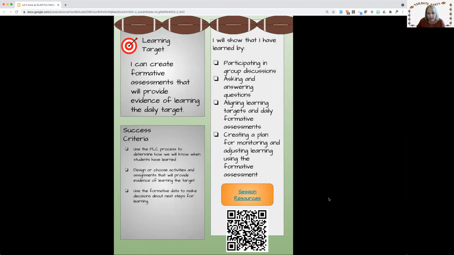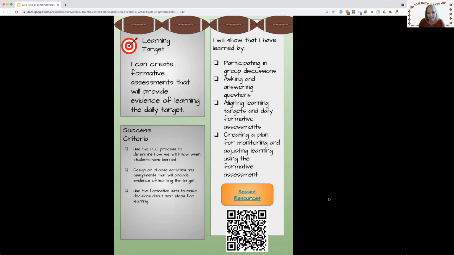So our learning target today, what we really want to strengthen in our expertise, is creating those formative assessments that will provide evidence of learning of the daily learning target. So we're not necessarily talking about common formative assessments. We're talking about what happens on the day-to-day that provides us with lots of information about whether students are learning and if they're ready to move on. That formative assessment really helps us to make decisions about next steps.